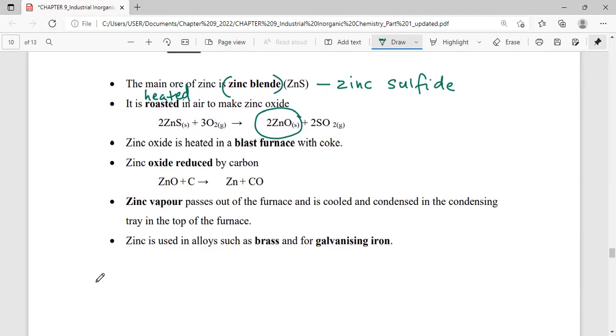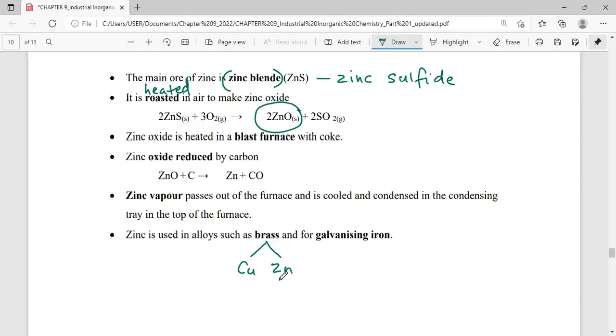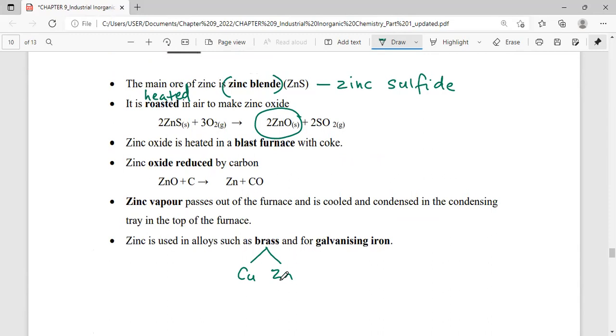Now, this zinc has got uses. All right, so zinc is used to make an alloy of brass. Now, what metals are present in brass? Copper and zinc. Okay, so what metals are present in galvanized iron? Iron covered with zinc. Okay, so with this we come to the end of the extraction of zinc. So today's lesson we looked at conditions for rusting and rust prevention and also the extraction of zinc. Okay, any questions on this extraction of zinc?